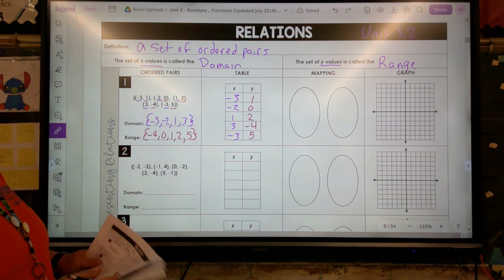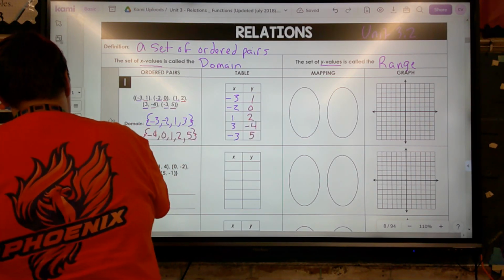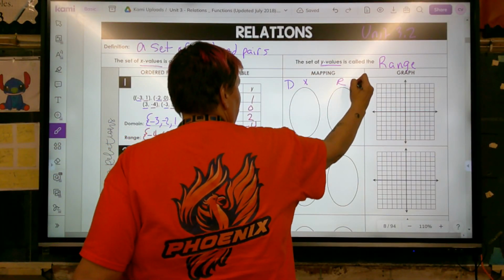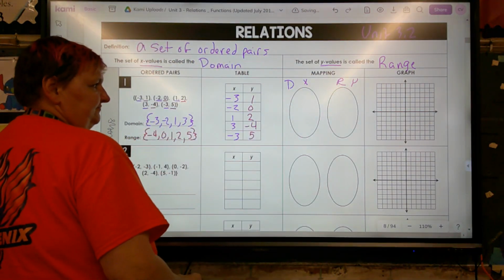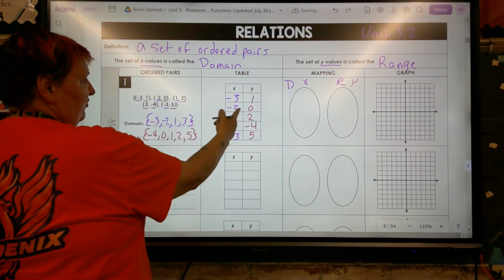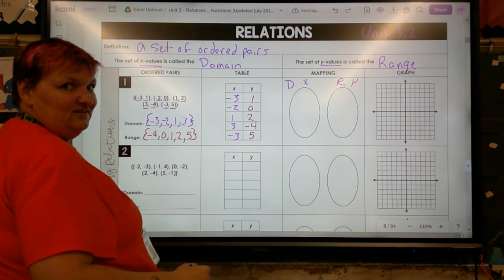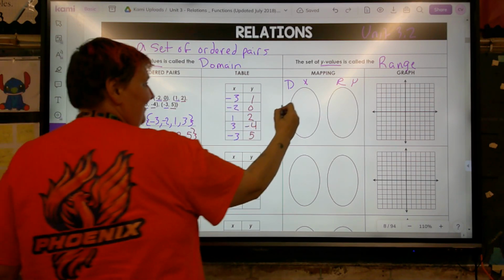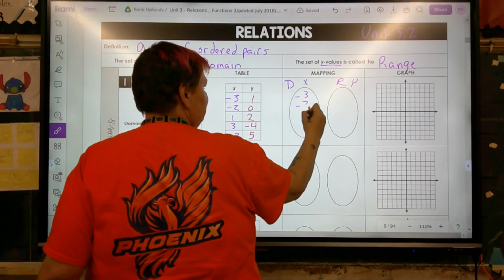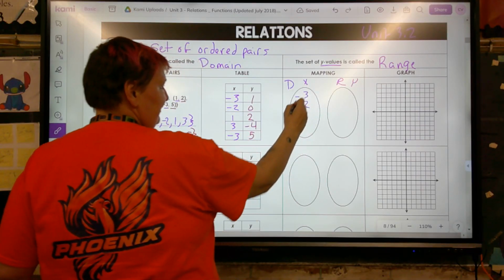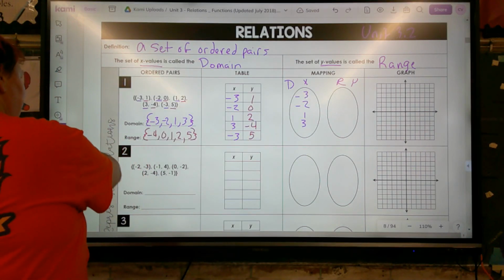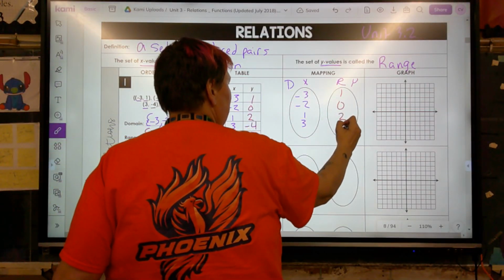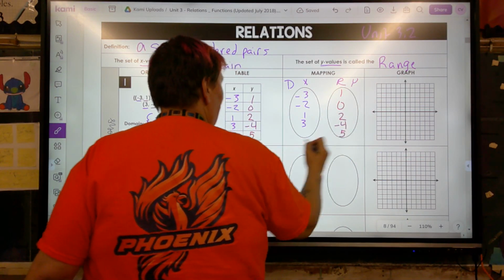Alright, what if I wanted to represent them on a map? Domain on the left, or your x values. Range on the right, or your y values. Alright, you can use this, or this, or this. It doesn't matter. Let's use this. Alright. -3, -2, 1, 3, and because -3 is already there, you don't have to put it again. Your y values are 1, 0, 2, -4, and 5.